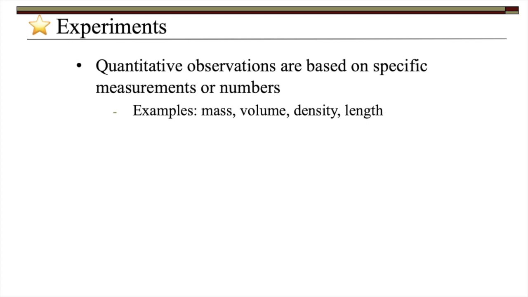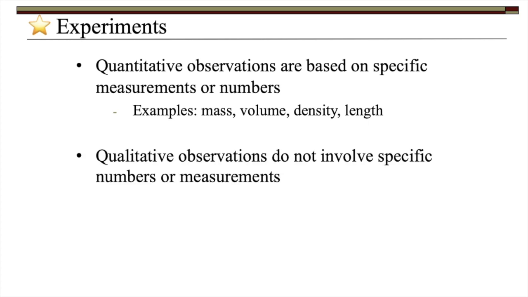On the opposite side of that are qualitative observations. Qualitative observations are ones that don't involve numbers. So there's no numbers, but we're still using other descriptors to describe what's going on. Because a lot of times important things happen in an experiment that aren't necessarily specifically measurable with a number. Examples of qualitative observations are things like color, texture, shape, odor, and you could go on with the list.